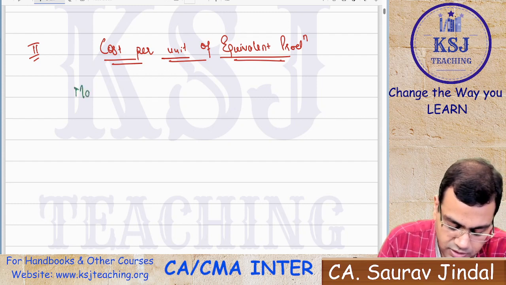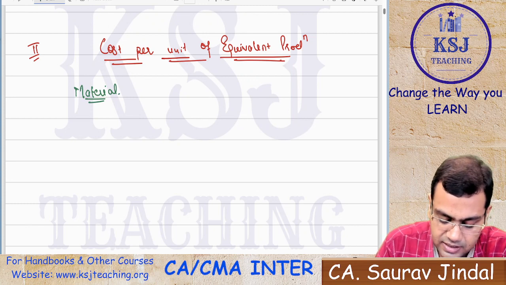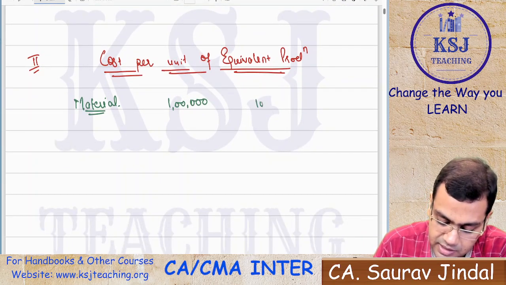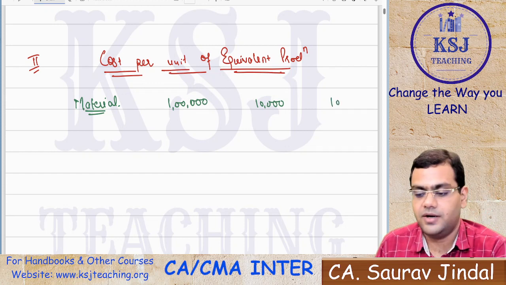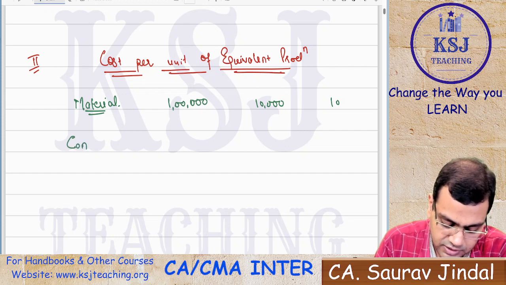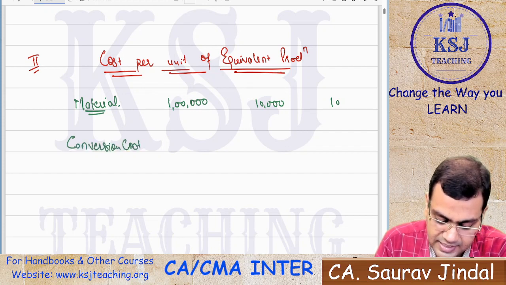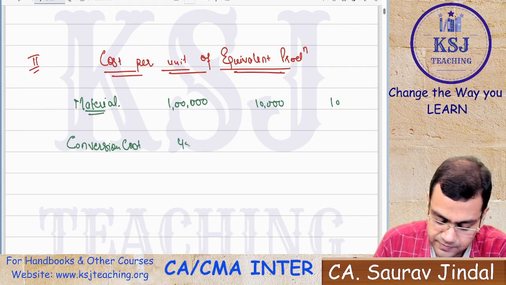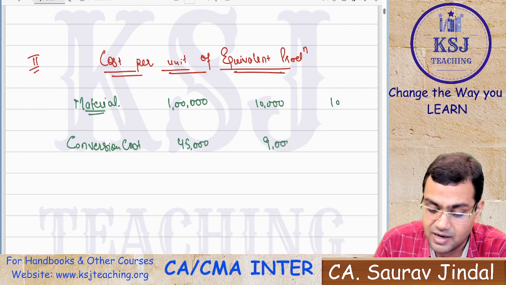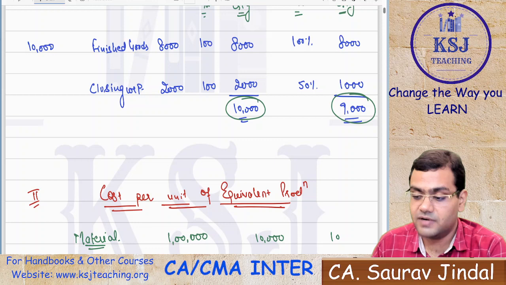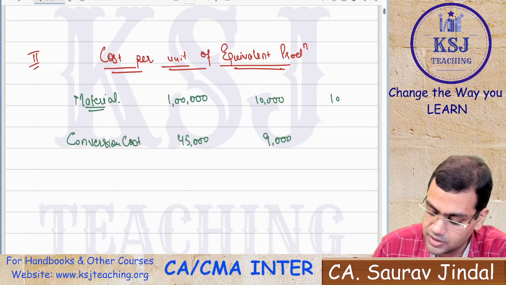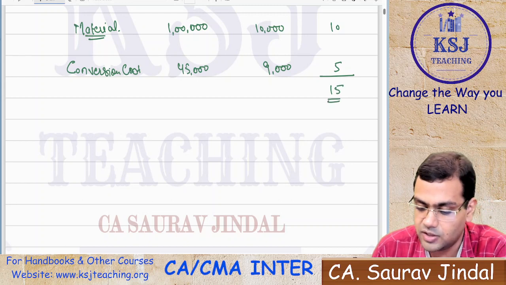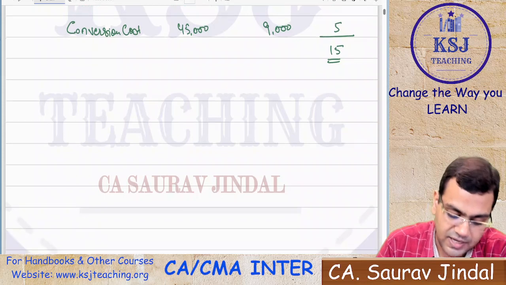The material cost incurred, let's say, is 1 lakh rupees. Now, on how many units has it been incurred? On 10,000 units. So what is the cost per unit? 10 rupees. What about the conversion cost, sir? Let's say it is 45,000, on 9,000 equivalent units. Because the conversion cost is not incurred on 100% units, it is incurred on 9,000 units as of now. So that will be 5 rupees. So the per unit cost is 15 rupees of the completed unit. This is the cost per unit of equivalent production.